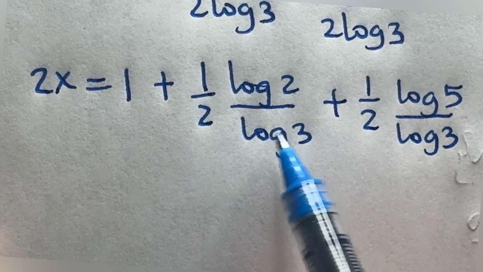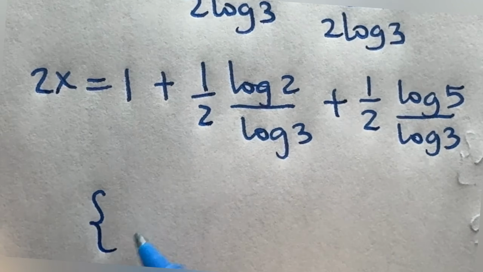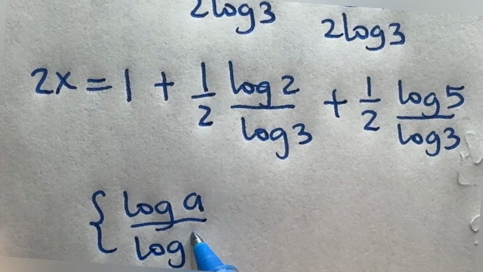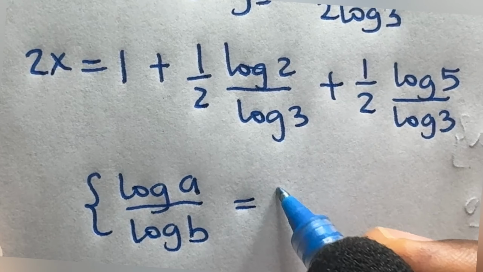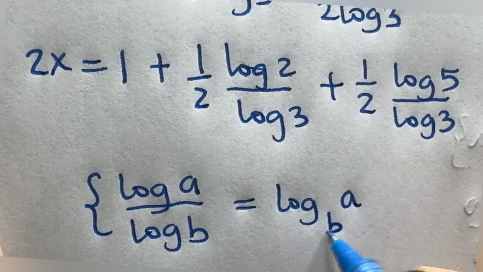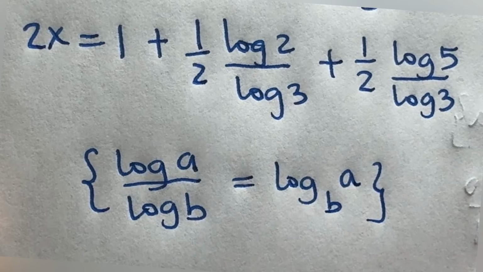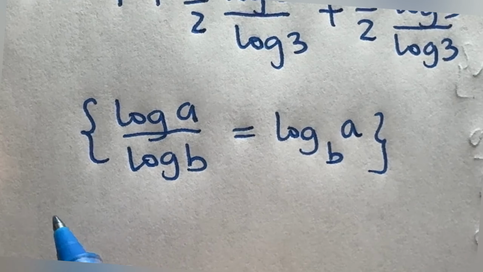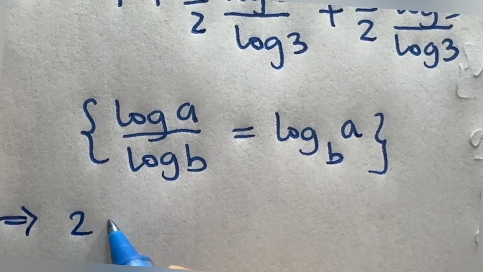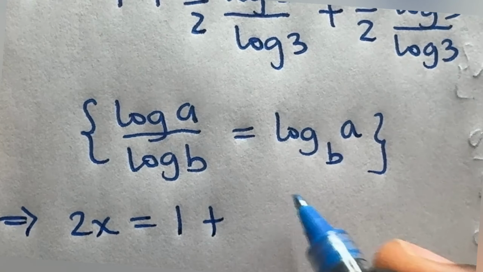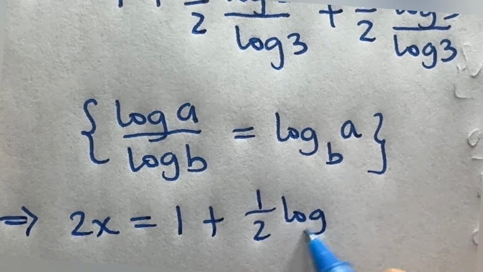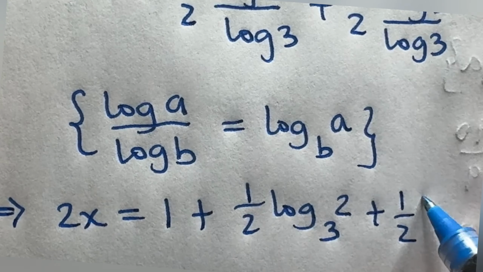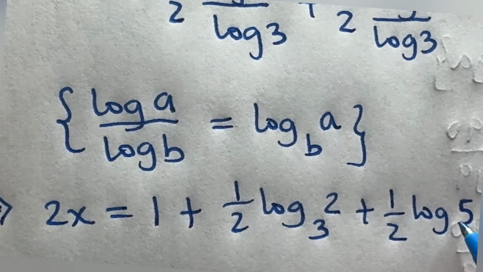And these two expressions, this one and this one, are of the form log A over log B, which is commonly expressed as log A base B. So this will become log 2 base 3, this will become log 5 base 3, and we can say that 2x is equal to 1 plus 1 over 2 log 2 base 3 plus 1 over 2 log 5 base 3.